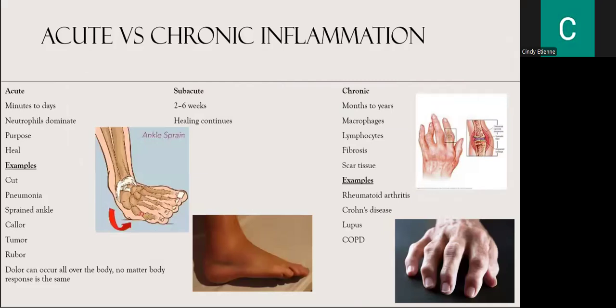Inflammation can be acute, subacute, or chronic, depending on how long it lasts. Acute inflammation develops quickly and typically lasts minutes to a few days. Its goal is to eliminate the cause of injury and begin healing. Neutrophils are the main white blood cells involved. Common examples include a cut, sprained ankle, or pneumonia. You'll often see the classical signs of inflammation: redness, heat, swelling, and pain. Regardless of where the injury occurs, the body's inflammatory response follows the same basic process.